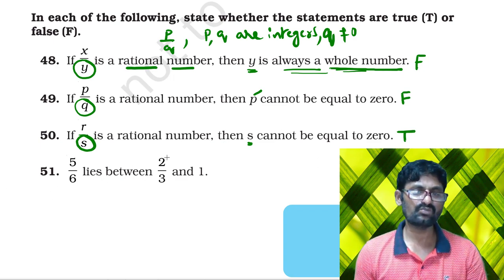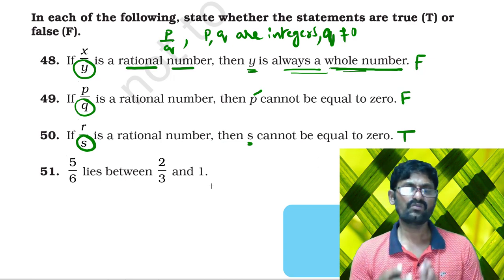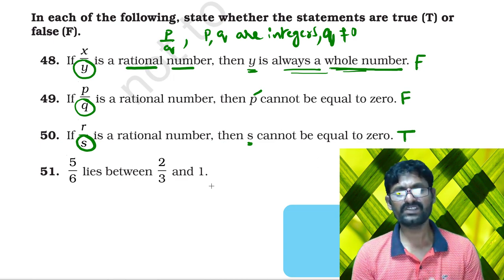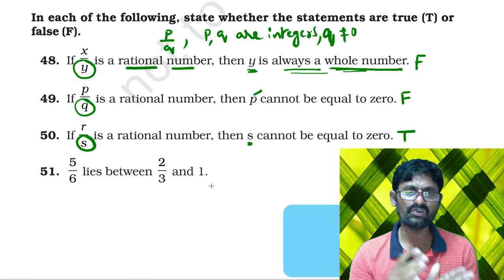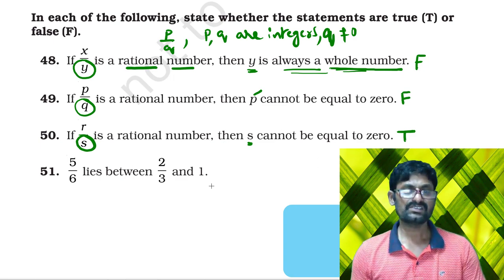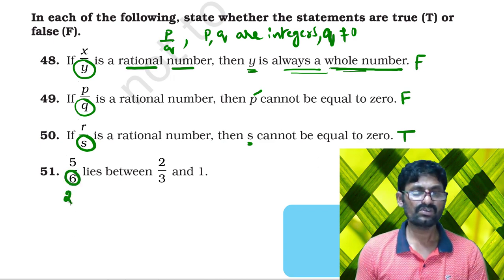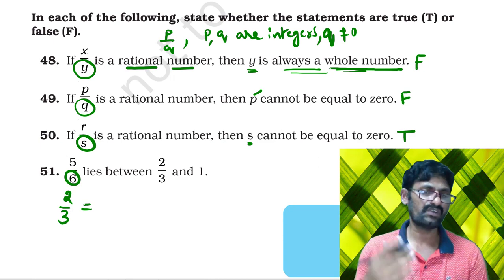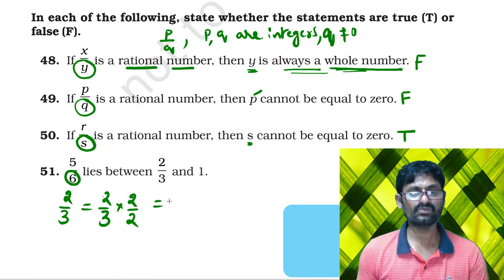5 by 6 lies between 2 by 3 and 1. To check whether 5 by 6 lies between 2 by 3 and 1, we need to compare 2 by 3, 1 and 5 by 6. How can we compare fractions or rational numbers? By equalizing the denominators, that means by converting them into like fractions. So in 5 by 6 we have 6 in the denominator. So 2 by 3, let us convert this into the fraction which has 6 in the denominator. How? Multiply numerator and denominator by 2. So it will become 2 times 2 is 4 divided by 3 times 2 is 6.